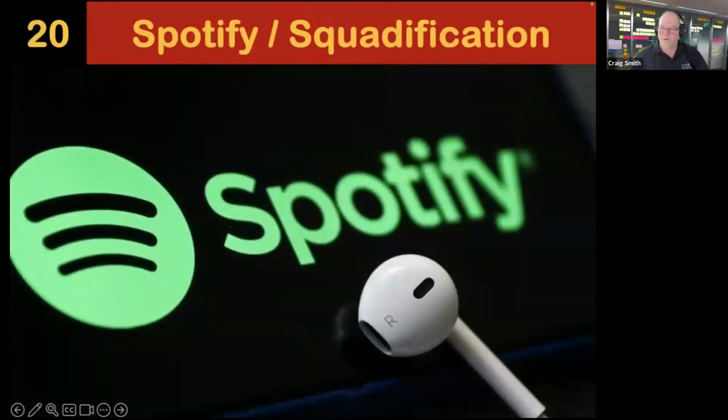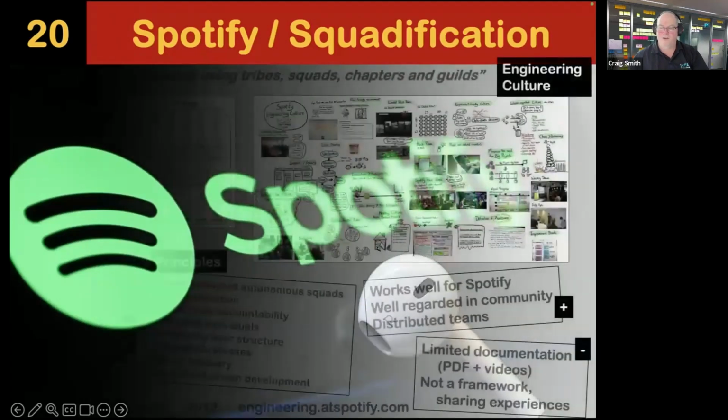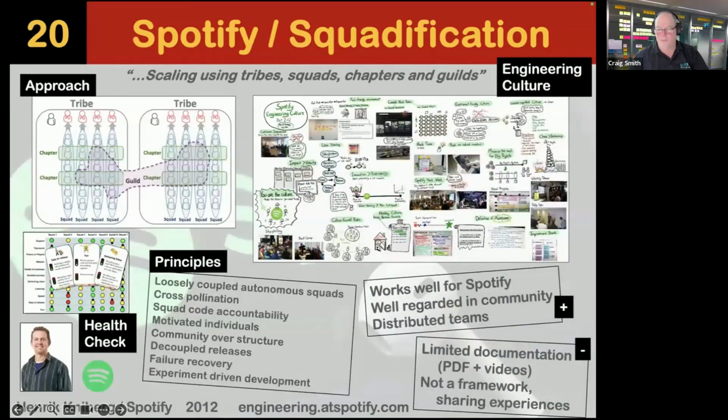One of the things that people have been talking about for over 10 years now is this idea of Spotify. You could also call it squadification, but often people call it the Spotify model. It's not a model. The first thing Henrik Kniberg will tell you is that it was something that worked well for Spotify in 2012 when he documented it. They don't do anything like this now, but somehow people thought it was a model. It was just a way of working that they shared with the world.